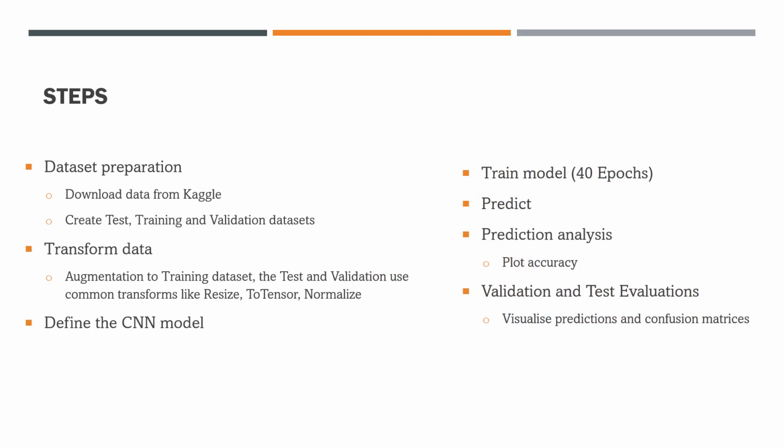Now I will describe the steps that we followed to create and train the CNN model. We began by downloading the dataset from Kaggle, which contains various images of 16 flower classes. The data was then split into 3 datasets: test, training, and validation, to ensure proper model evaluation and prevent overfitting.